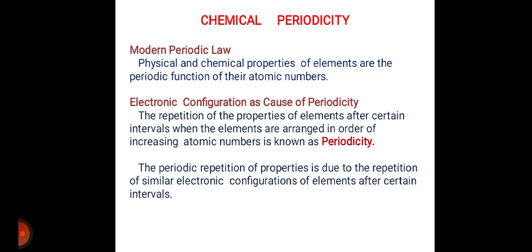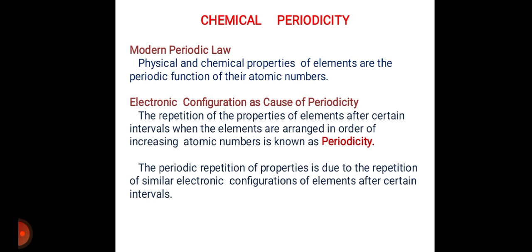Modern periodic law is nothing but: the physical and chemical properties of the elements are periodic functions of their atomic number. This is a very important modern periodic law. And then, electronic configuration as a cause of periodicity.